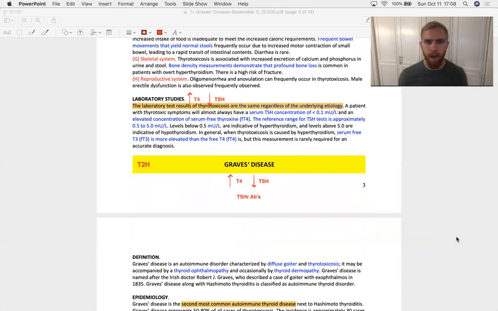Osteoporosis might be seen in hyperthyroidism. It's going to induce metabolic activity. And in the bones, what does metabolic activity look like? Remodeling.